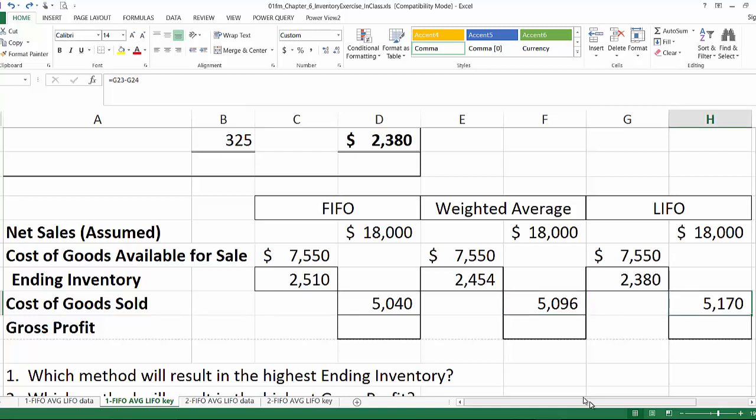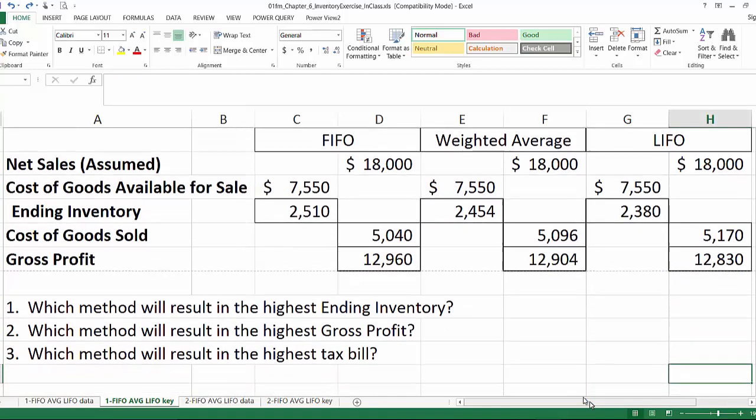Now what does that do to gross profit? Well, just the opposite of what it did to cost of goods sold, or just the same as what it did to ending inventory. High gross profit under FIFO, in between for a weighted average, and low gross profit under LIFO. So which method gives you what? Well, the highest ending inventory will be from FIFO. That'll be the highest gross profit, and unfortunately, that'll be the highest tax bill.